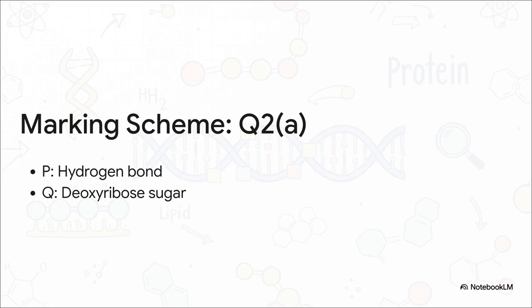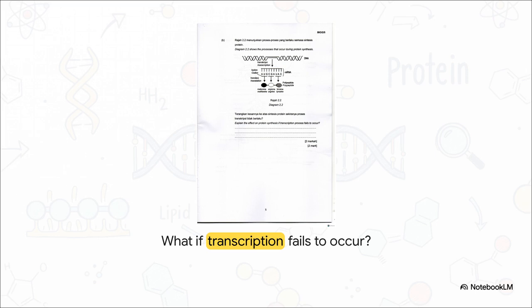Remember how we talked about water forming hydrogen bonds? Those exact same types of bonds connect the complementary nitrogenous bases, adenine to thymine and cytosine to guanine, holding the two DNA strands together. Q is the 5-carbon sugar. Since this is a double helix, it's DNA, meaning the exact answer for Q is a deoxyribose sugar, though the marking scheme actually accepts the general term pentose sugar too. Boom, 2 marks secured.